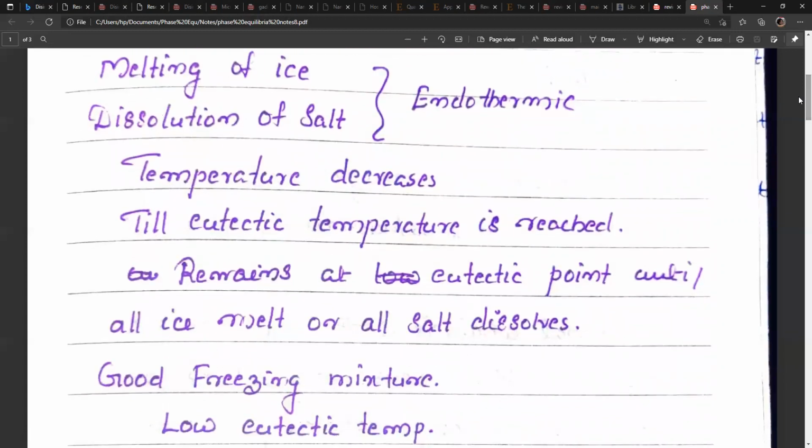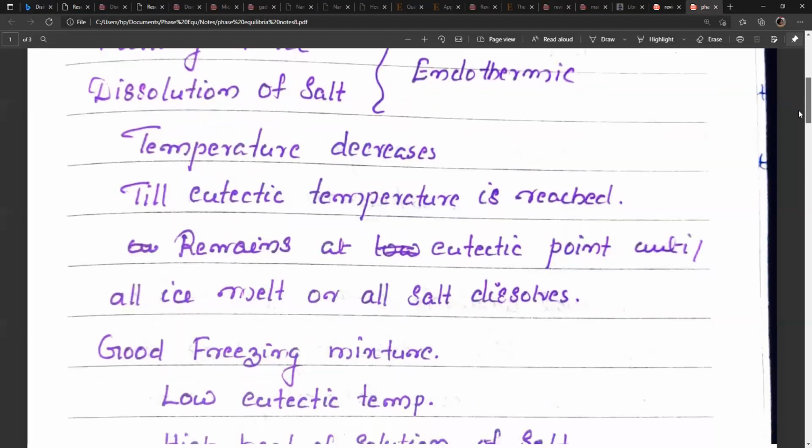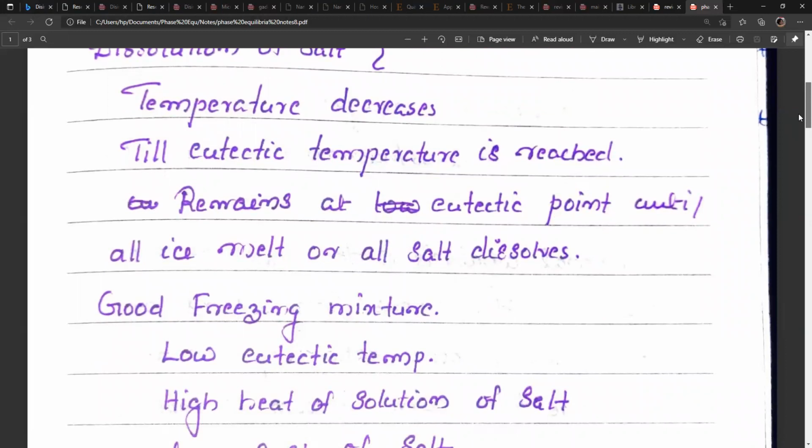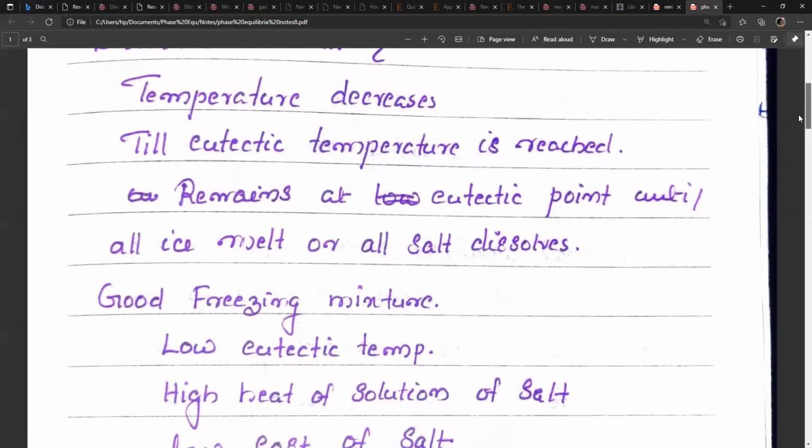And after attaining the eutectic point, it will remain at this temperature until all the ice melts or all the salt dissolves. And this you will do in your practical classes. For attaining low temperature for the diazotization reaction, we will use ice and common salt. Then the ice melts, so it will remain at the eutectic point until all the ice melts or all the salt dissolves.